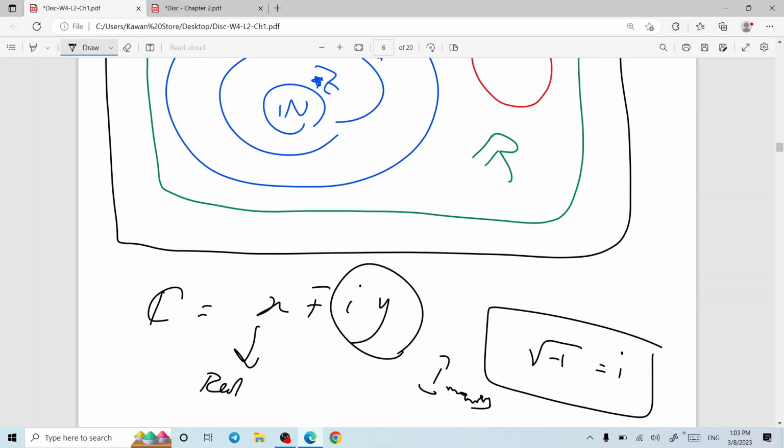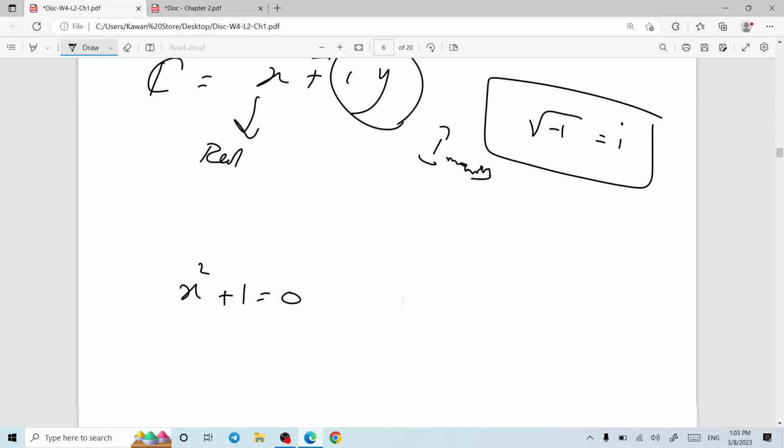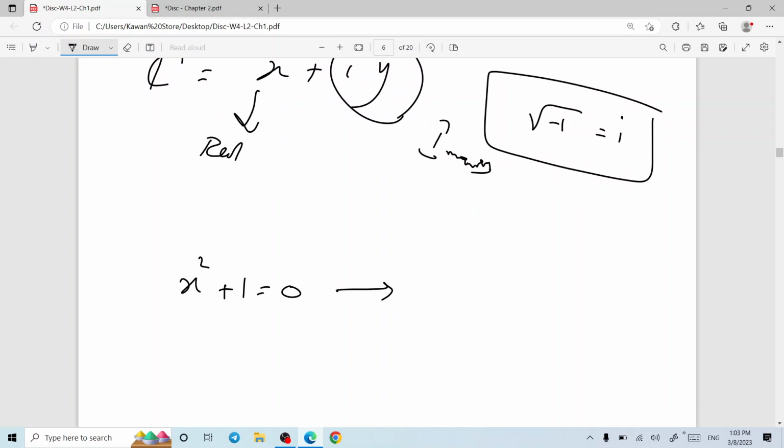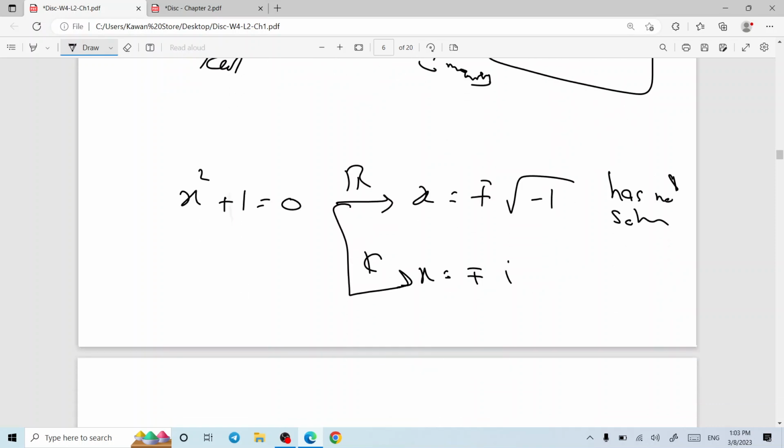In complex numbers, for example, if I say x squared plus 1 equals 0, tell me the solution. I say x is equal to plus or minus 1. Am I right? If I am in real numbers, I say it has no solution. Understood? If I am in complex numbers, I say x is equal to plus or minus i. You got it? So how about something like that?